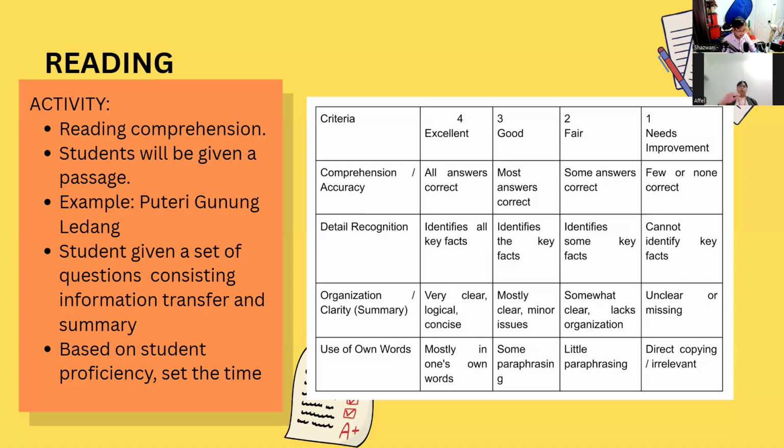When it comes to organization of ideas, this is for when they are answering the questions. For example, the organization of ideas is for the summary: whether they're able to summarize the whole story, and also whether they're able to use their own words in creating the summary itself. So I think that's all from my part.